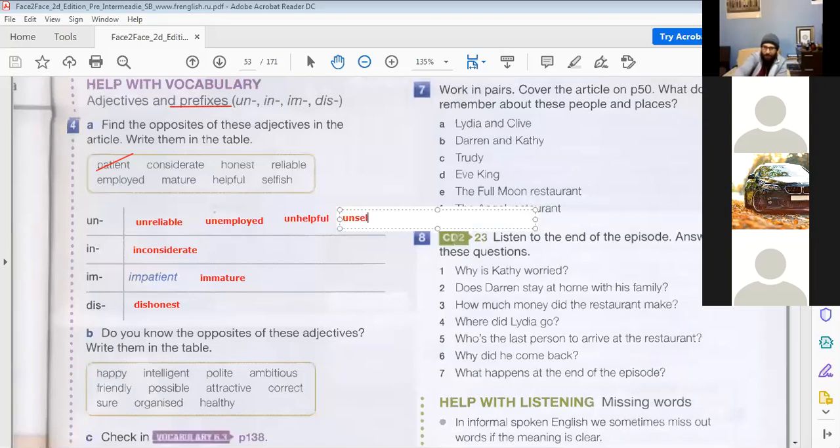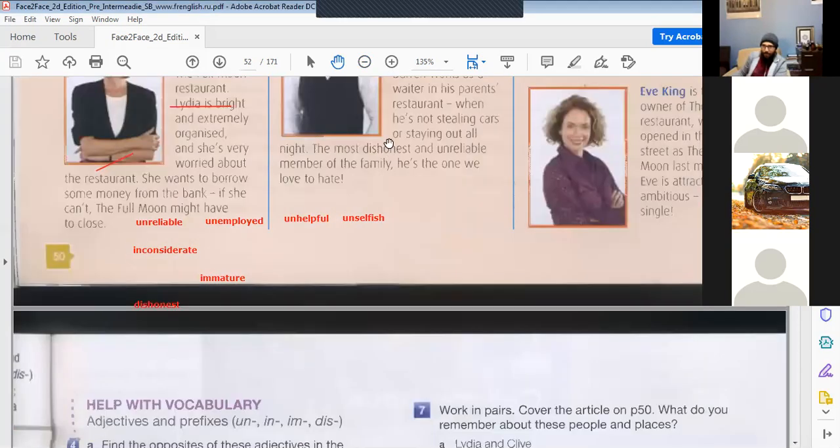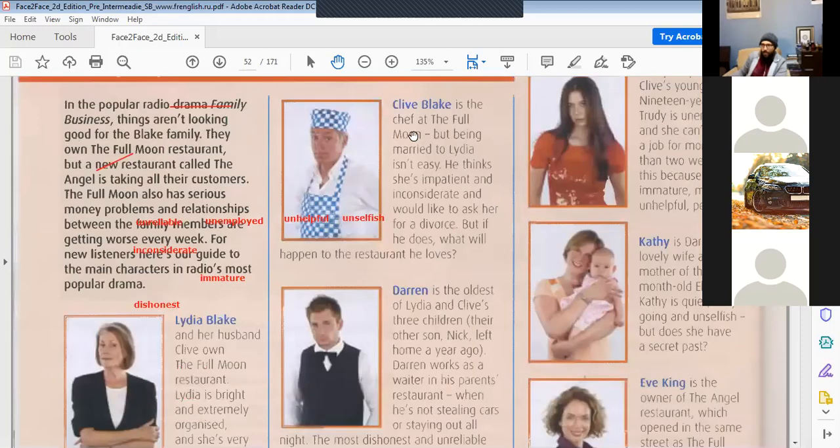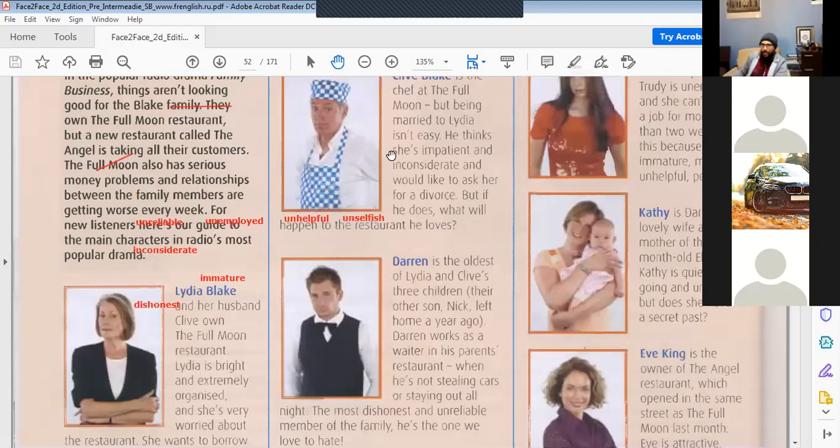Unselfish. Selfish. Okay. Now let's check if these are right. They're right. Okay, we don't need to check because it's just a bit hard to show you in the story, but all of them are okay. Let's do it together. So let's find these in the text.